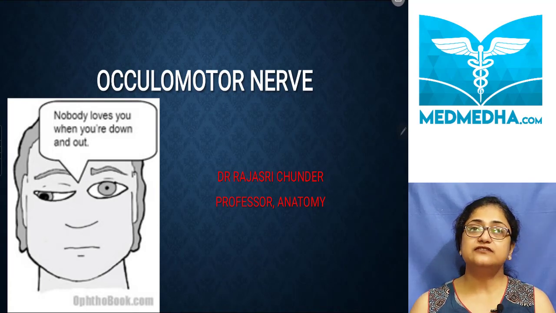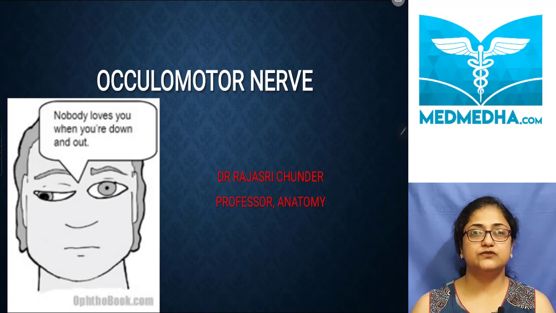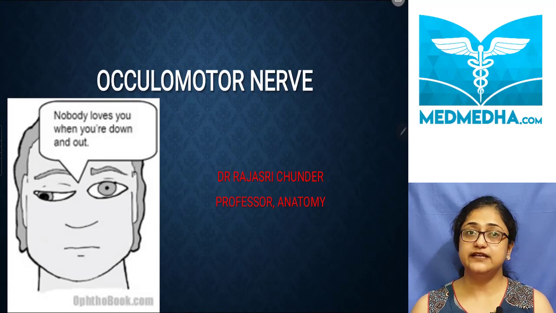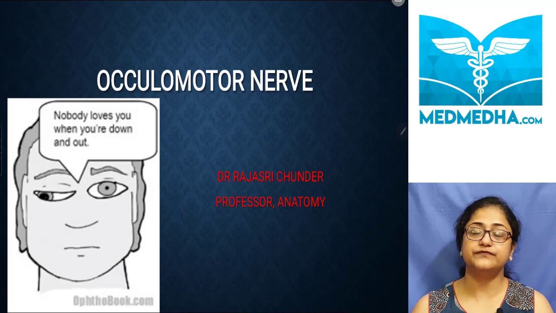When we are describing each cranial nerve, we will start with what type of nerve it is. So this oculomotor nerve is a purely motor nerve, along with the fourth nerve, that is the trochlear nerve, the sixth nerve, that is the abducent nerve, and the 12th nerve, that is the hypoglossal nerve.